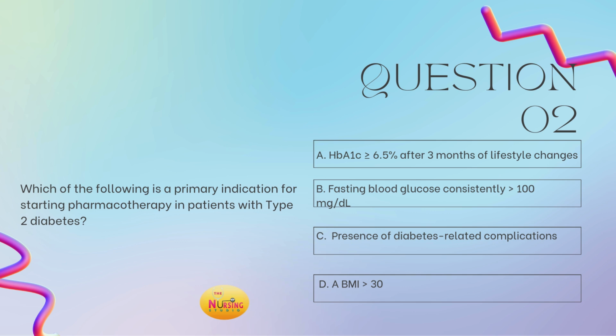So the stem of the question is the question. Which of the following is the primary indication for when we need to start medications for our type 2 diabetic patients? Based off of this, a few things you can eliminate. B, it's not even a criteria for diabetes. Just because they're consistently greater than 100 for fasting plasma glucose, greater than 126 is positive for type 2 diabetes. So we can eliminate B.